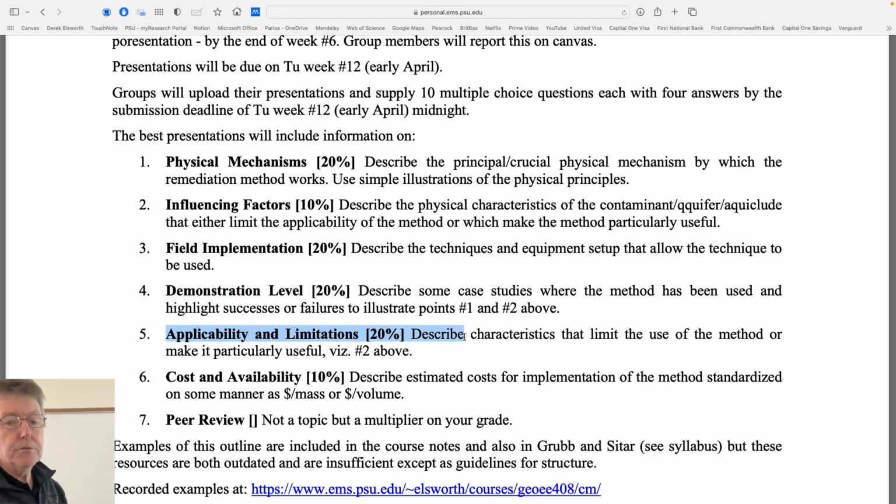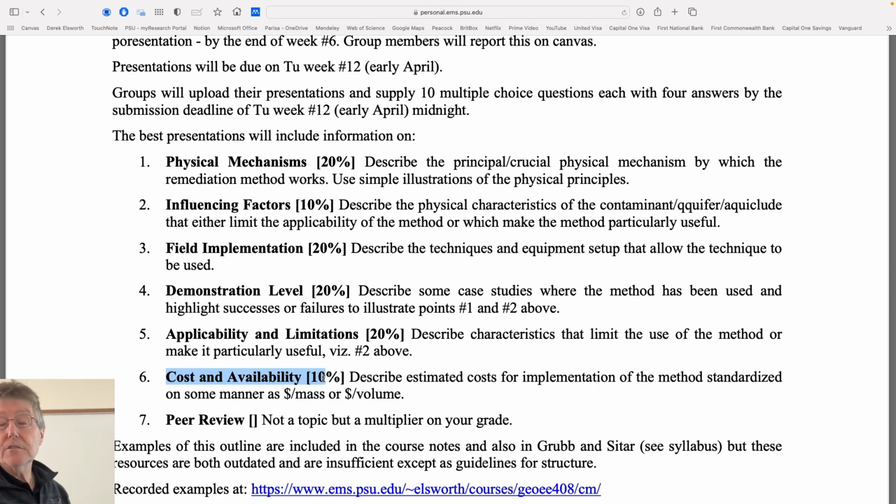What limits its use? What if you're trying to pump fluids in the subsurface and you have contaminants in clay with really low permeability? There's a pretty good chance that you can't get anything out of those by pump and treat, and you have to use other methods. So the characteristics of the subsurface make some methods impractical and impossible, and other methods much more feasible.